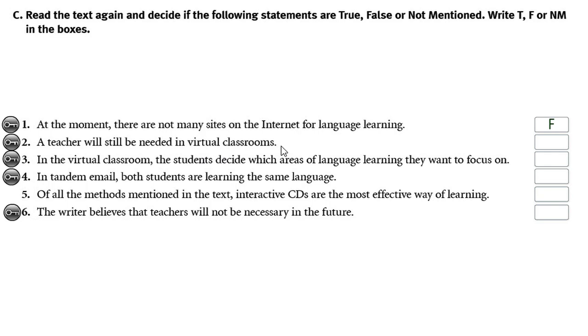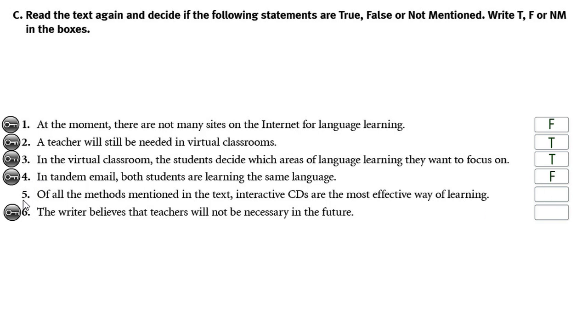Number 2. A teacher will still be needed in virtual classrooms. في الدروس أو الصفوف الافتراضية نحتاج إلى معلم. True. Number 3. In virtual classrooms, the students decide which areas of language learning they want to focus on. الطلاب يختارون الذي سيركزون عليه. True. Number 4. In tandem email, both students are learning the same language. في هذا النوع من الإيميلات الطالبين يتعلمون اللغة.